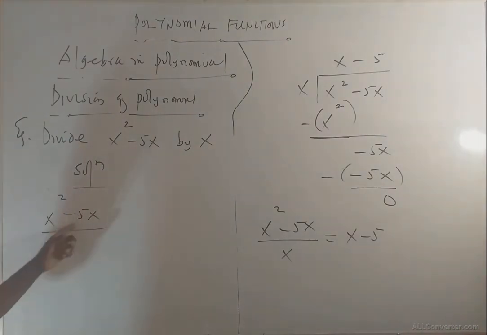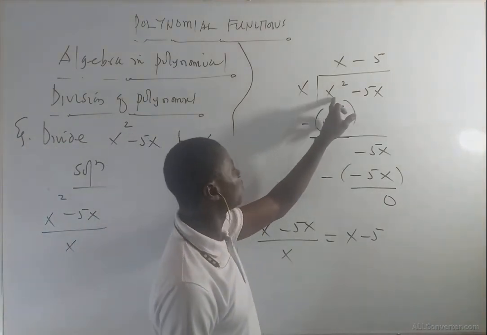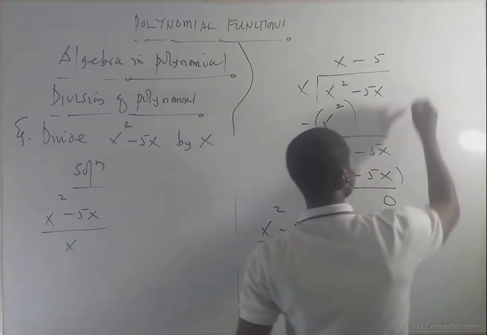And so x squared minus 5x divided by x. The x squared minus 5x is the dividend and the x is the divisor. And so divisor out, dividend in here. Then we start with x squared divided by x. That's the first thing you do. Take note, there is something happening here.